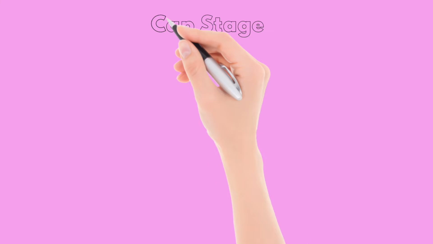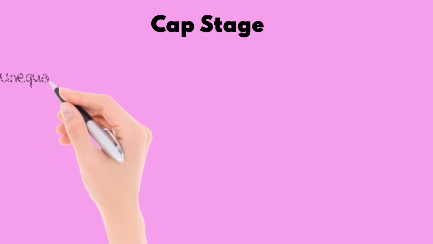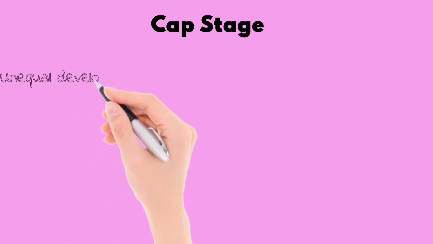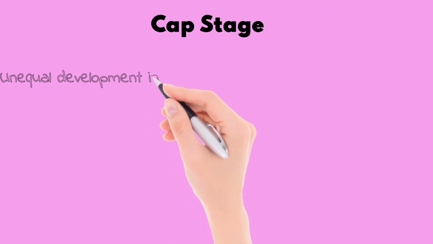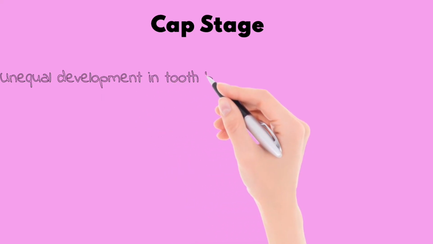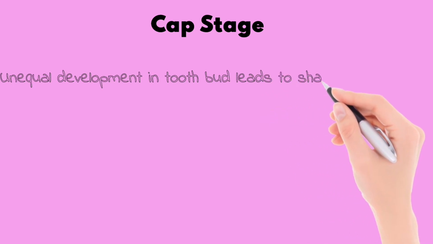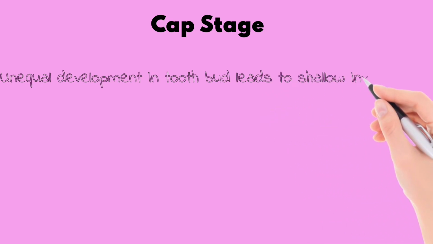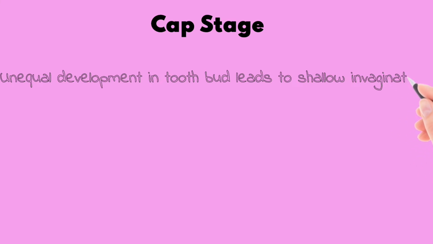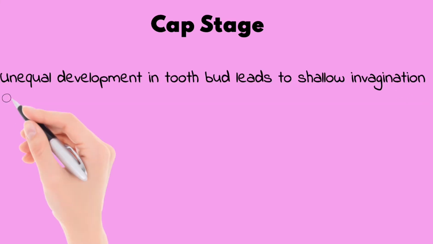Next, let's move on to the cap stage. Let's study what happens in the cap stage. Unequal growth in the tooth bud leads to a shallow invagination on the deep surface of the bud, which leads to the formation of the cap stage.